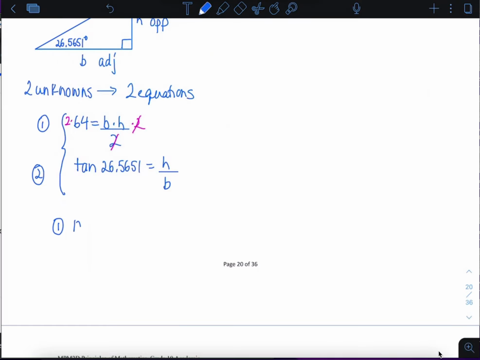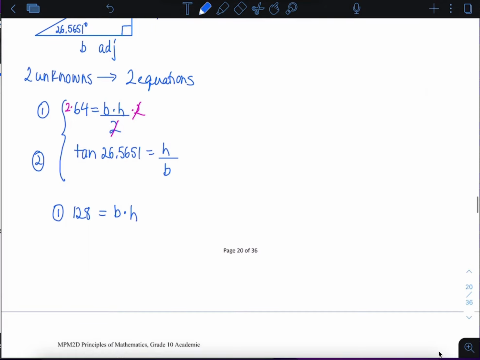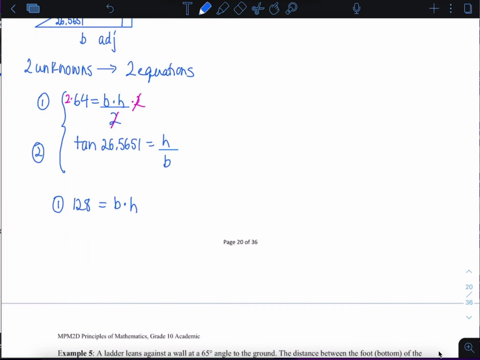So I get 128 equals base times height. And then what I'm going to do is use substitution. So I'm actually going to replace my h. I'm going to isolate h in this equation. So 128 over b equals h. And I'm going to sub this into equation 2. Okay, and let's do it over here.